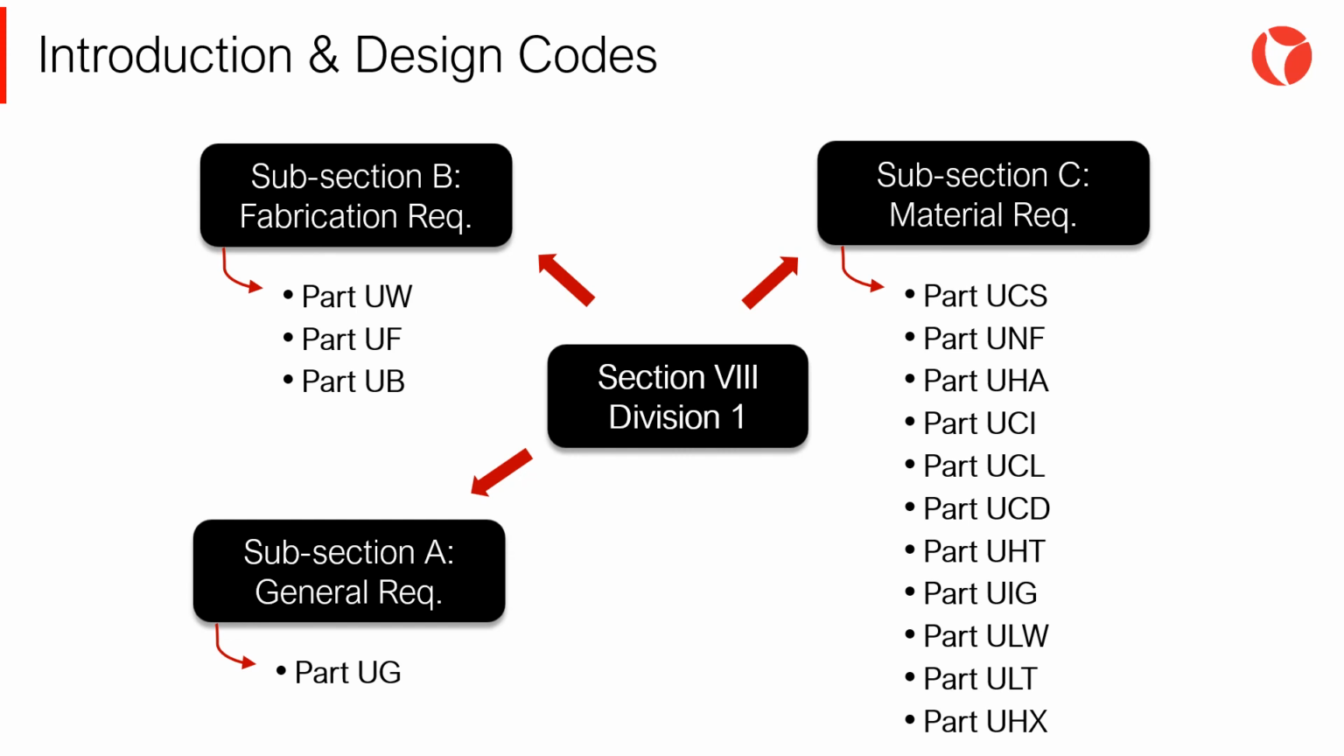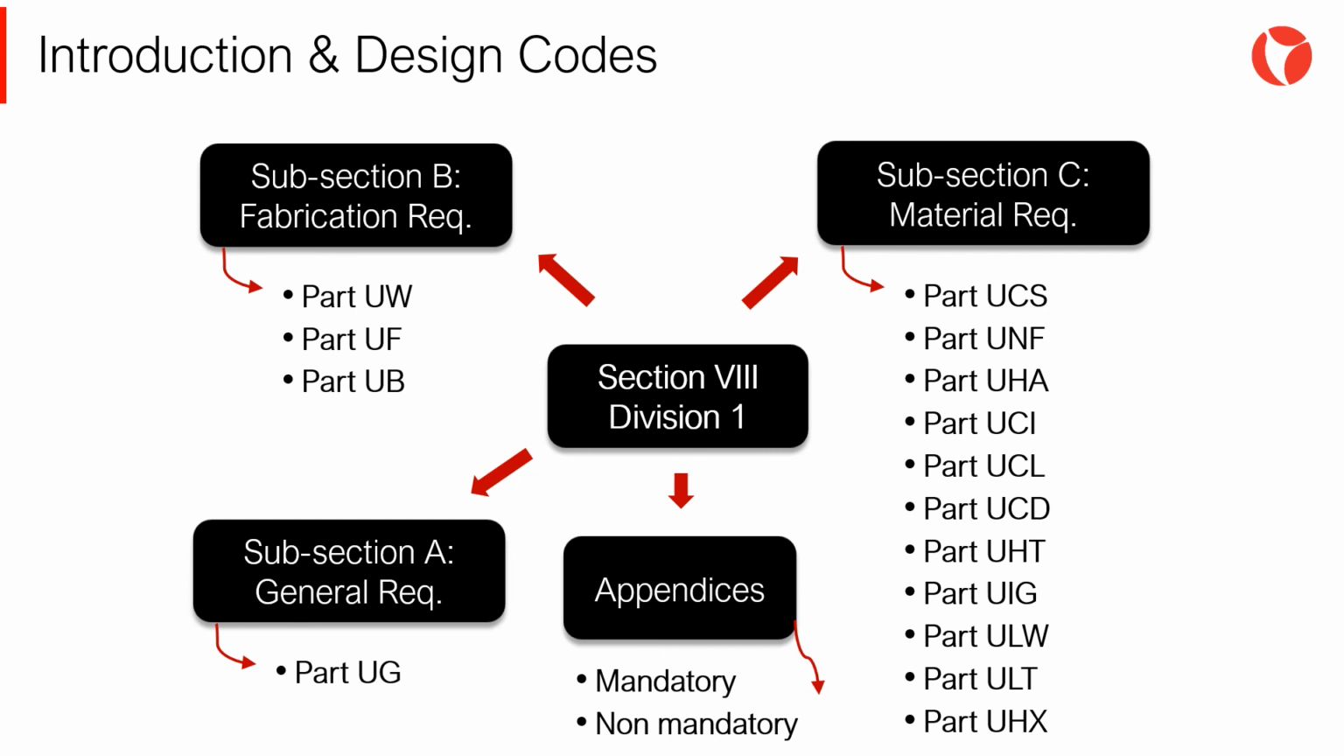Then there is Subsection C, Material Requirements, where the most used part within this section is Part UCS, Requirements for pressure vessels constructed out of carbon steel and low alloy steel. And finally, we have the appendices, mandatory and non-mandatory.